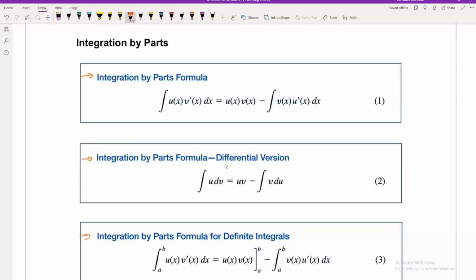And the third one that we have is integration by parts for definite integrals. So integral from a to b of u(x) v'(x) dx equals u(x) v(x) from a to b minus integral from a to b of v(x) times u'(x) dx. So these are three formulas that we have for this section.